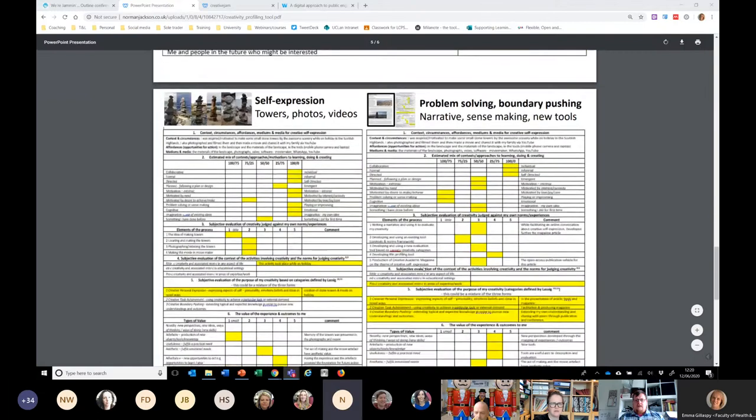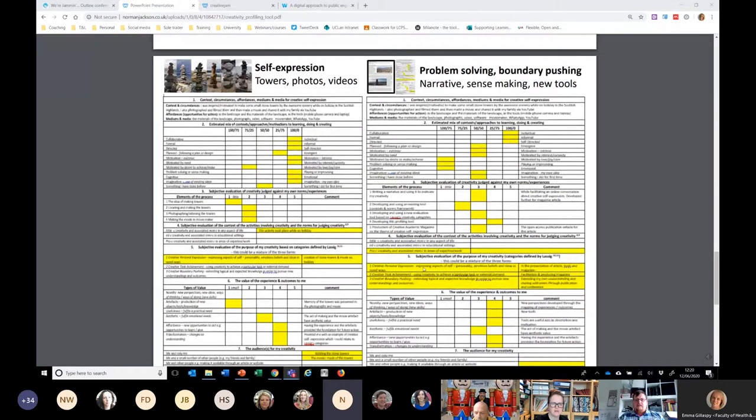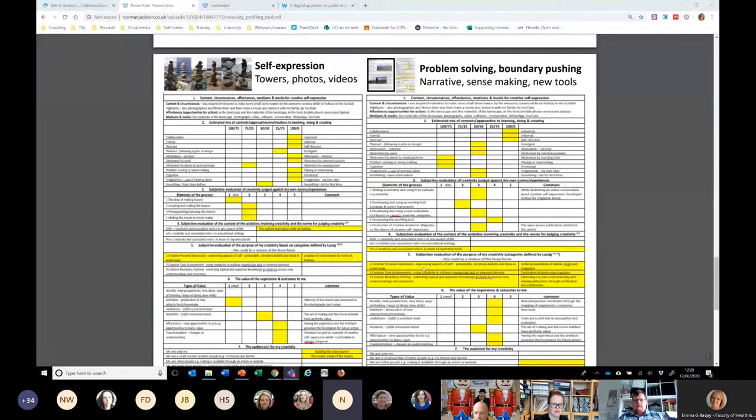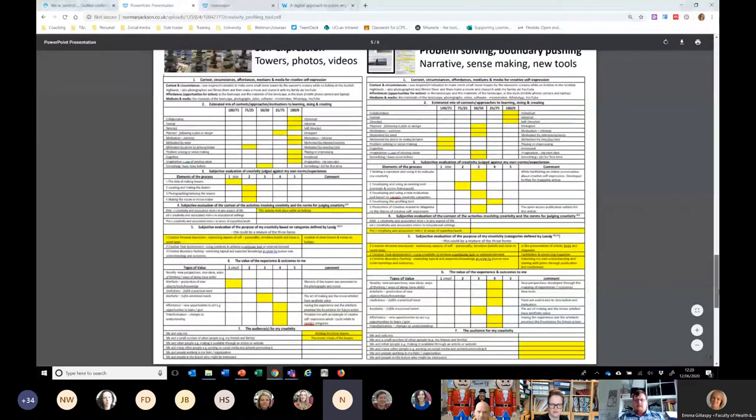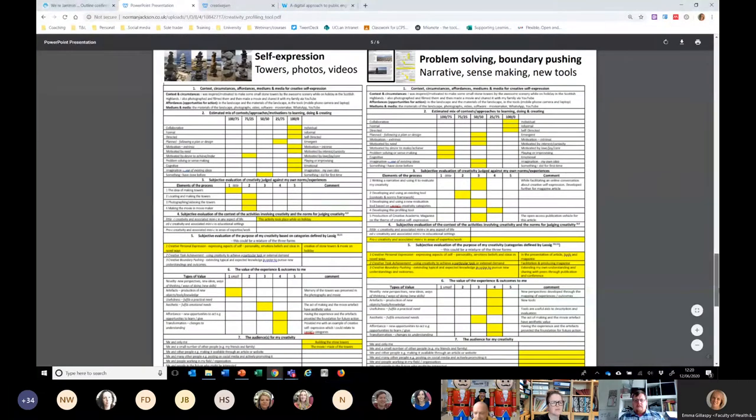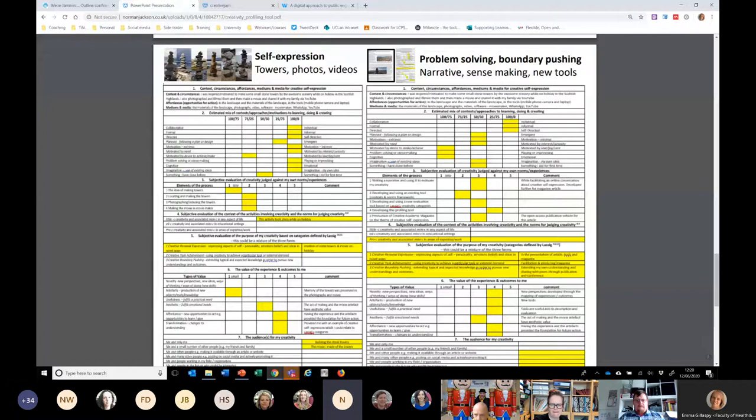And I haven't got time to go into detail, but the second element of this process was much more of a problem-solving and boundary-pushing element, where I created the narrative and tried to make deeper sense of my experience through these new tools. And broadly, you can see the difference in the patterns between the two parts of my experience.